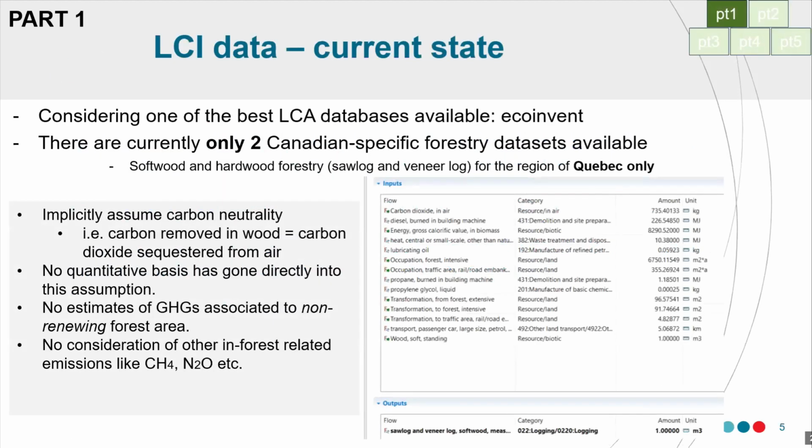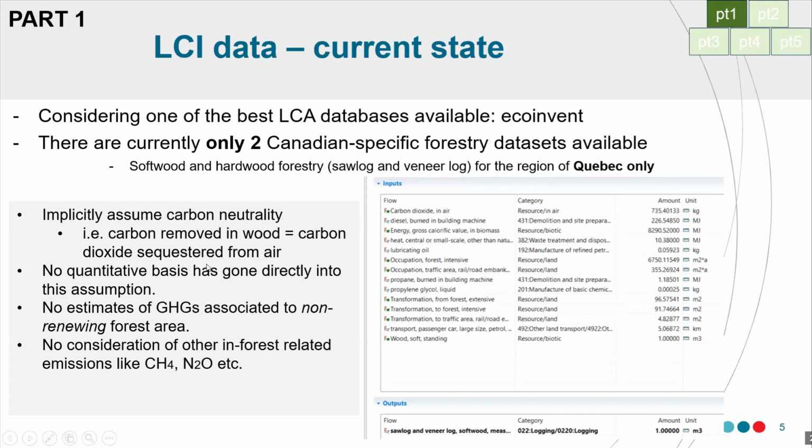So starting with part 1, I wanted to start by thinking about the life cycle inventory of forestry data sets. One of the databases probably a lot of you are aware of is EcoInvent. To think about what Canadian data sets are there, there are actually only 2 data sets, representing softwood and hardwood forestry activities in Quebec only. I just took a little snapshot from OpenLCA to show you the inputs and outputs.